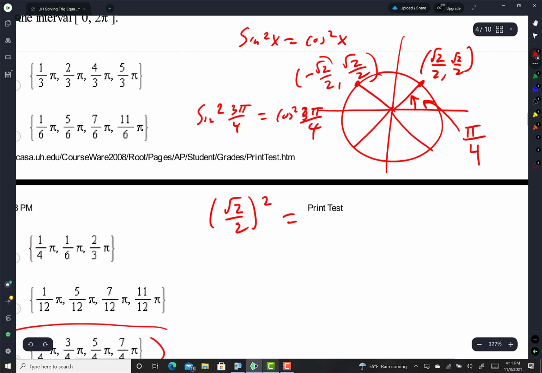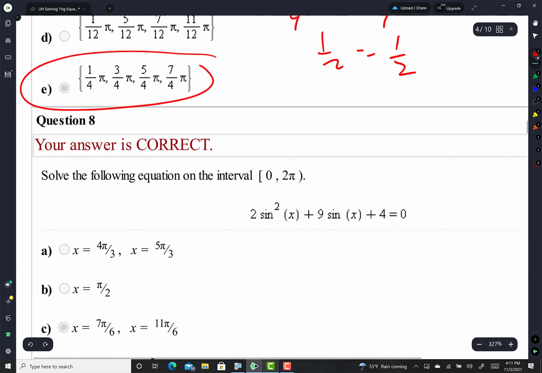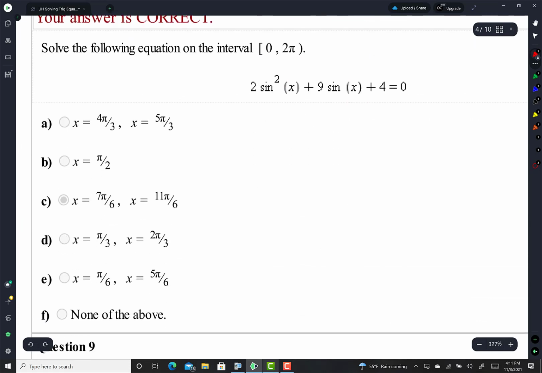Cosine of 3 pi over 4 is the negative square root of 2 over 2. Negative square root of 2 over 2 squared. Well, when I square that, square root of 2 squared is 2. 2 squared is 4. Negative times a negative is a positive. So again, I get 2 over 4, which does equal a half. Do you see that? What do you think, Gonzalez? Okay. So, yeah. All right, let's go to the next one.